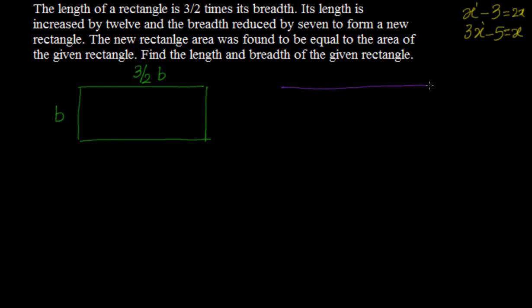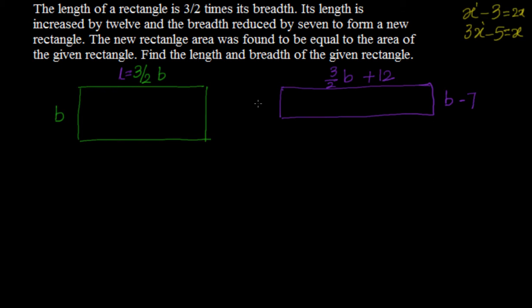Its length is increased by 12 and the breadth reduced by 7. So something like this, I have another rectangle. Its length is increased by 12. By the way, what is our length? Length equal to 3 by 2 into b, right? So that has to be increased by 12. So is it 3b by 2 plus 12? And the breadth reduced by 7. That means what is our breadth? b. b minus 7. Okay.